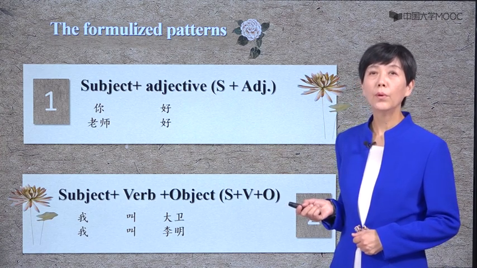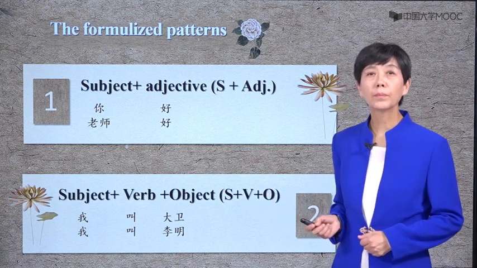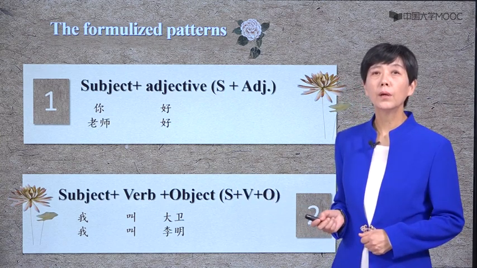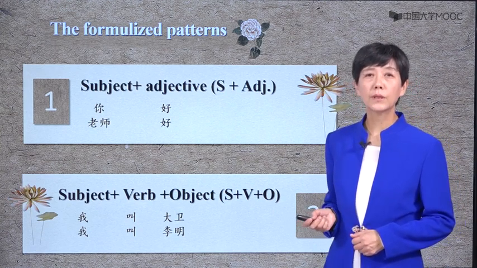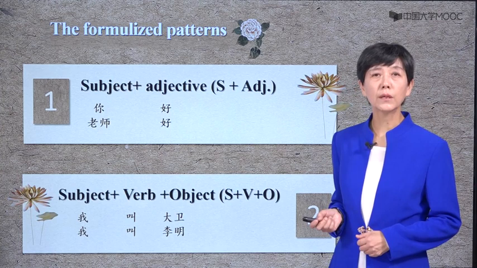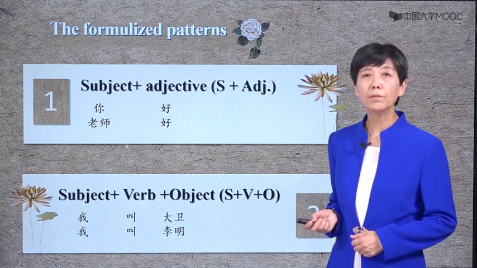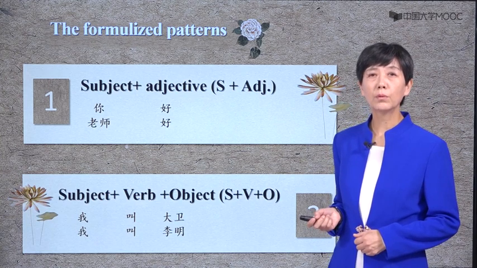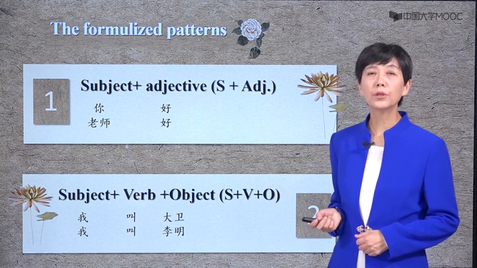For example, 我叫大卫，我叫李明. The second formula is almost the same as English, which should be similar to most languages in the world. But the first one may be different from some of the languages, including English. Please be careful in your future study.